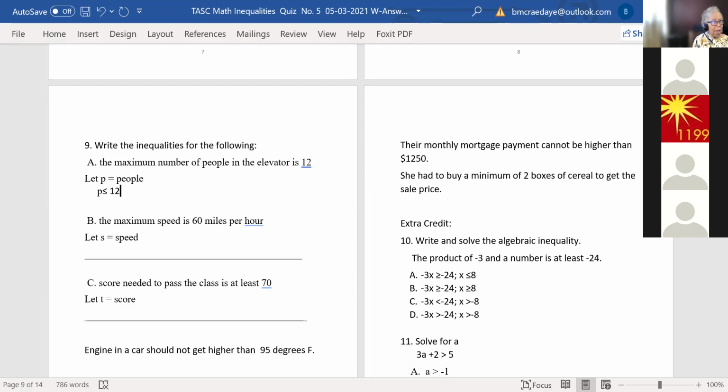Okay, now I gave you some expressions and I said, write the inequalities for the following. The maximum number of people in the elevator is 12. That means the most number of people you can have in the elevator is 12. So your inequality has to be a less than or equal. It can't be a greater than. You can't have 14. The maximum number of people in the elevator is 12.